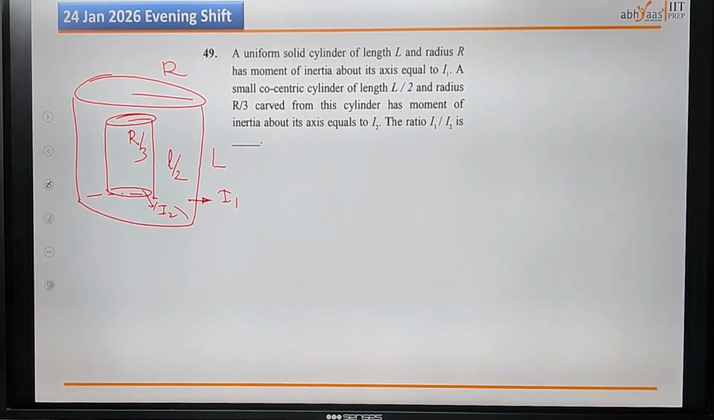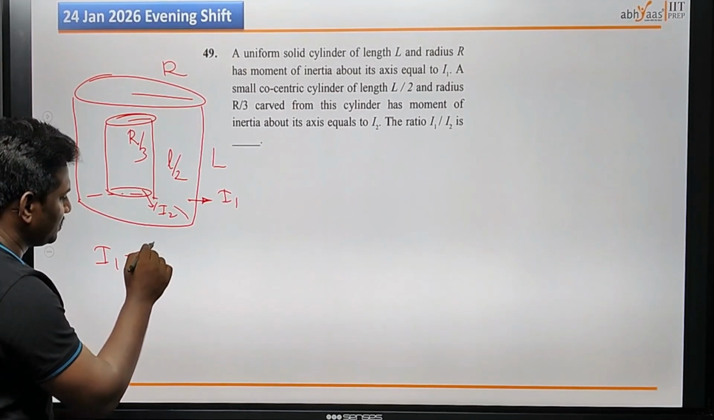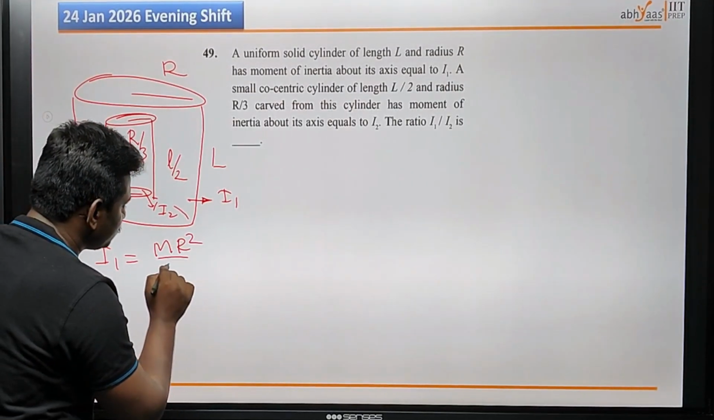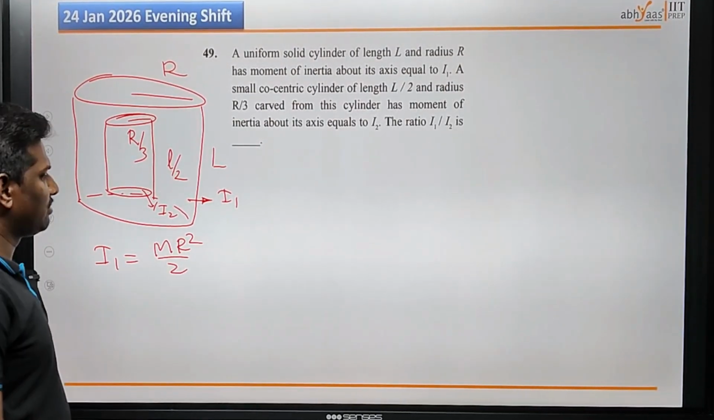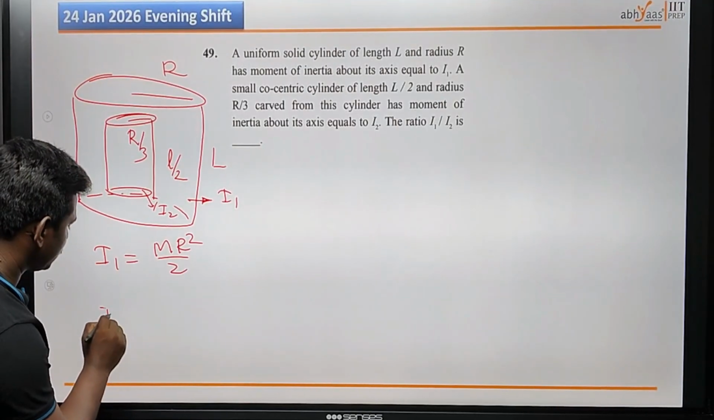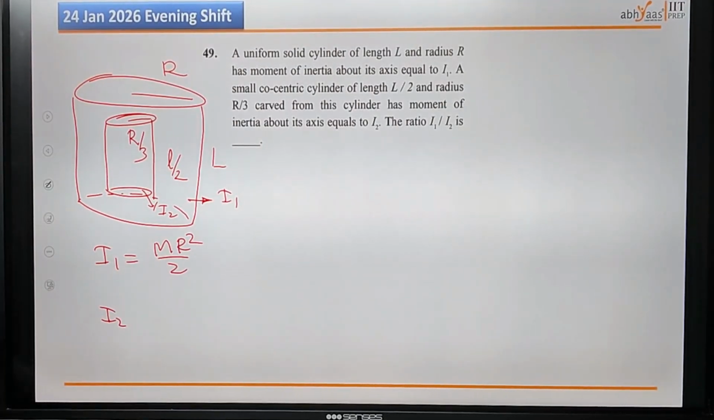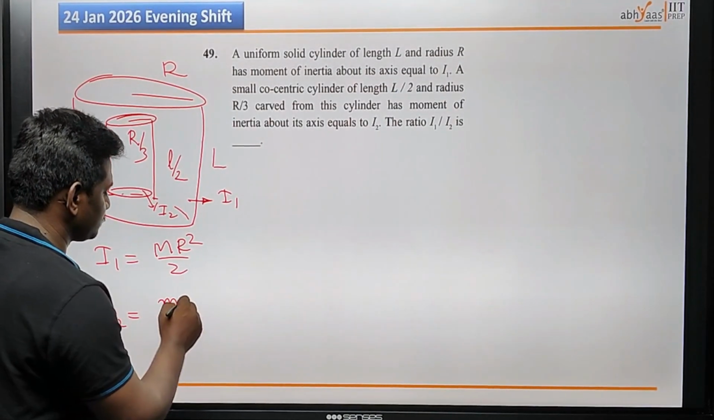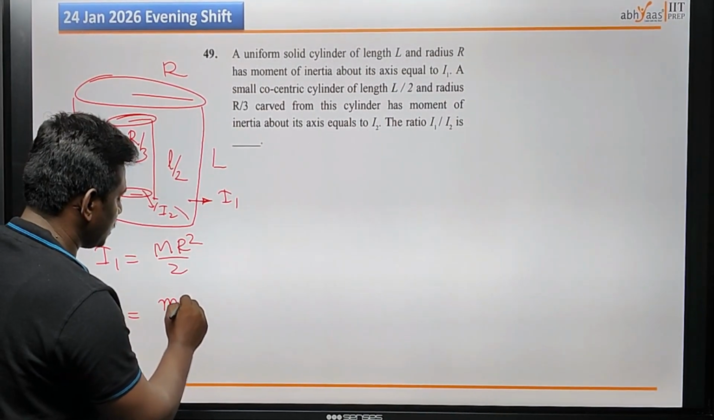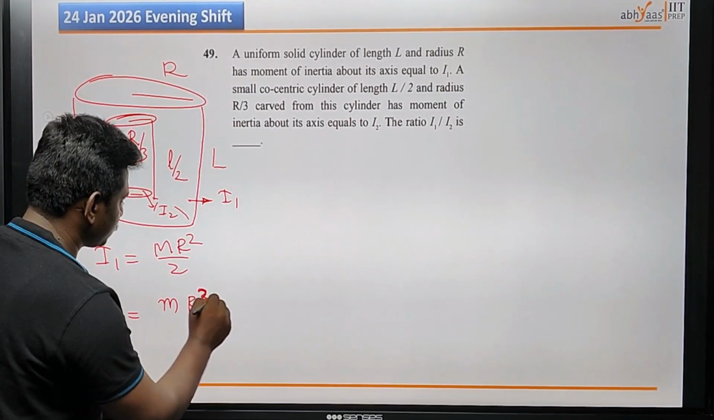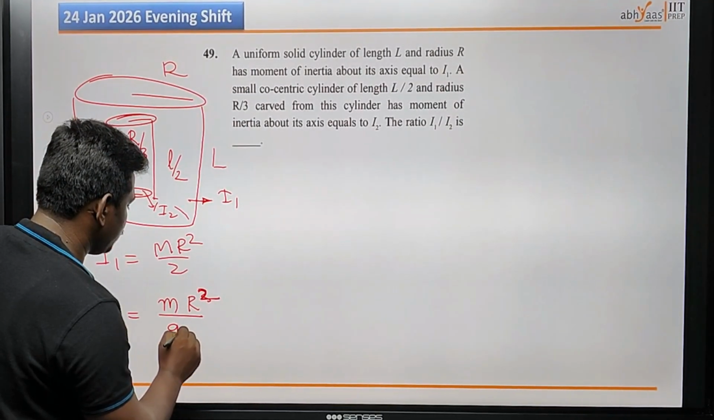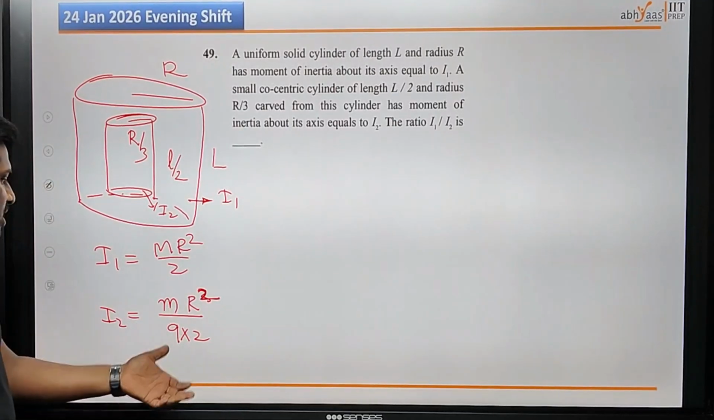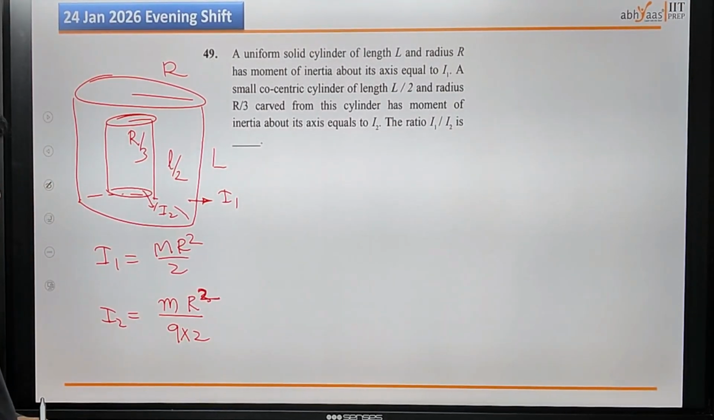Then what is the ratio of I1 by I2? I1 is m r square by 2. I2, from the parallel axis theorem, can be written as small m r square by 9 into 2.